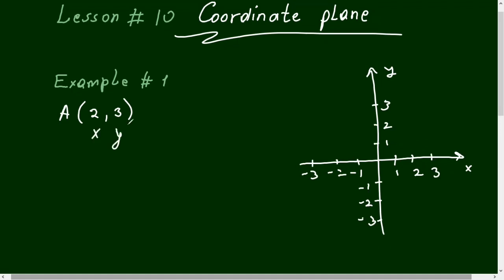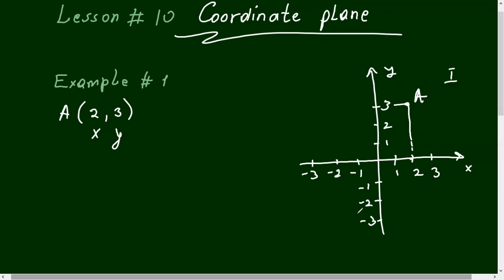We are going to start with x, positive 2 on the x-axis and positive 3 on the y-axis. So positive 2 here and positive 3 here. So these points meet in here. So the point A is located here. As you see, all the coordinates, both x and y, are positive. So the point A is located in the first quadrant.